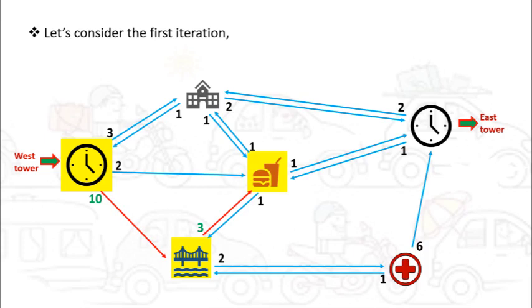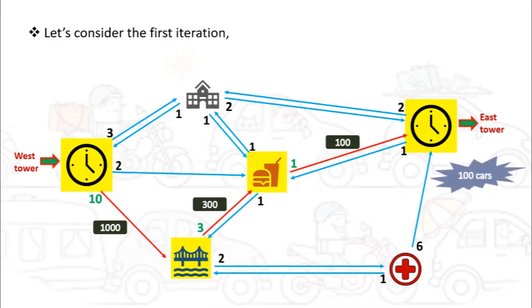Now we can select a path either directly to the east clock tower or go to the school and then reach the east clock tower, because the flow amounts are equal. Here I select the direct path to the east clock tower and reach the destination. Now we should note that 1000 cars are able to move from the West Clock Tower to the bridge, while only 300 and 100 cars are able to move through the bridge to the cafe and the cafe to the East Clock Tower respectively. Hence, a minimum of 100 cars are able to flow through the selected path.